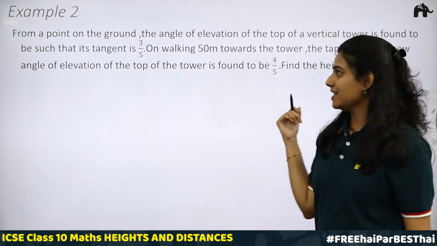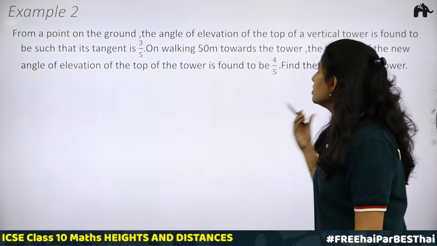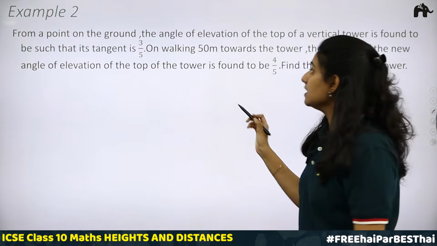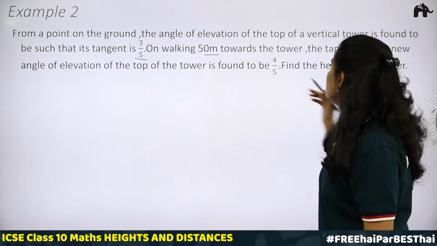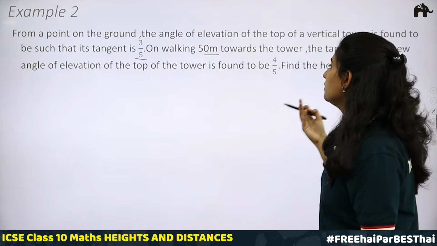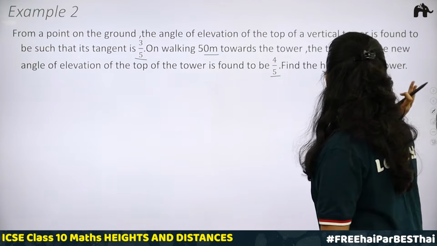Understood? Second example: from a point on the ground, the angle of elevation of the top of a vertical tower is found to be such that its tangent is 3 by 5. On walking 50 meters towards the tower, the tangent of the new angle of elevation of the top of the tower is found to be 4 by 5. Find the height of the tower.